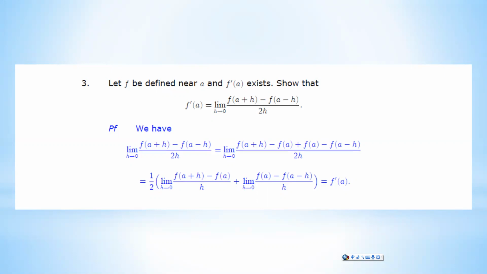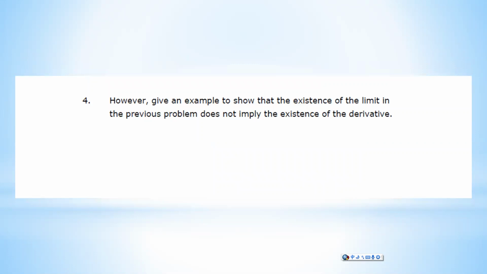It may happen that this new formula works for a certain function, but however, the function is not differentiable. The derivative fails to exist at a. It may happen. Okay, so that's actually number 4. Number 4 says: give an example to show that the existence of the limit in the previous problem does not imply the existence of the derivative. So we have to come up with an example in which we can calculate the limit. The new limit exists. However, the derivative fails to exist.